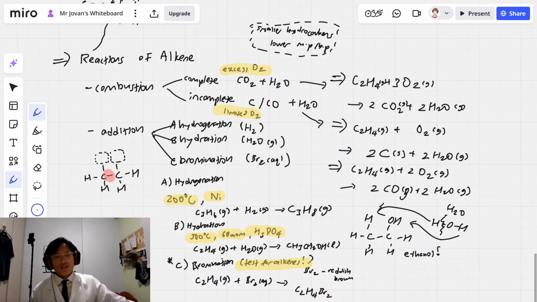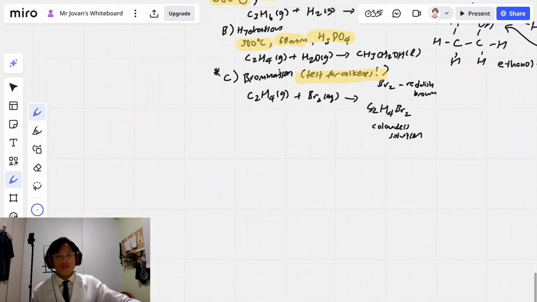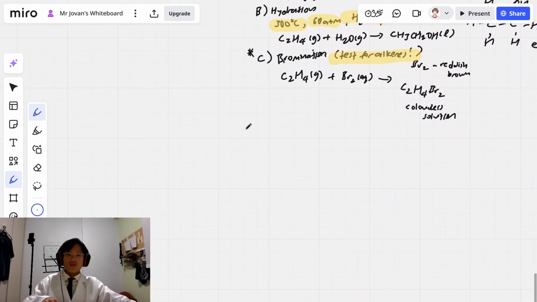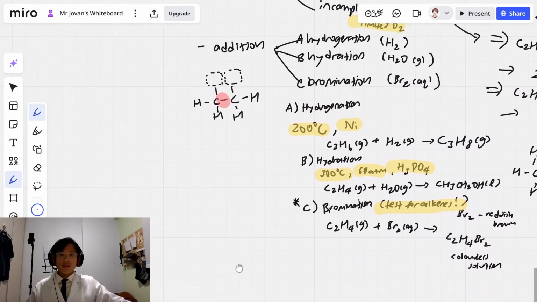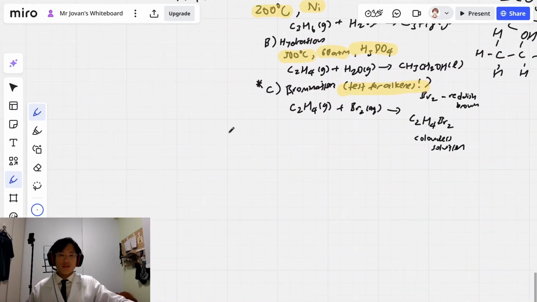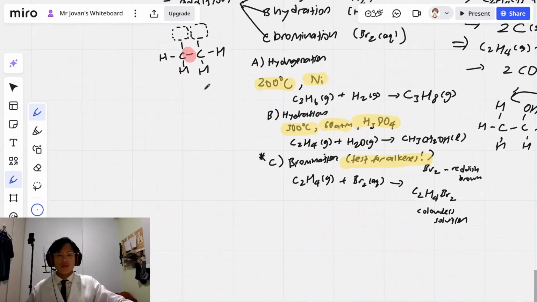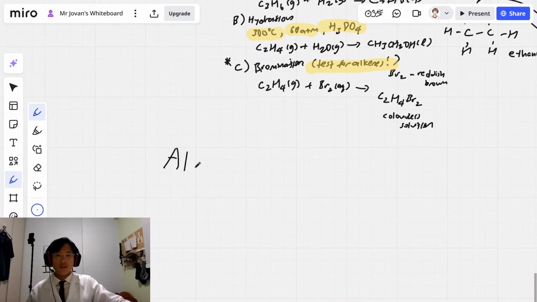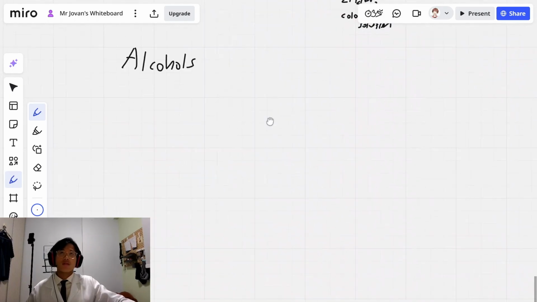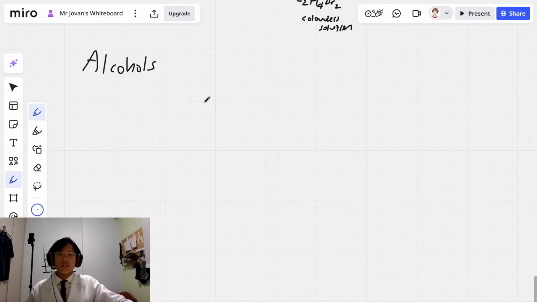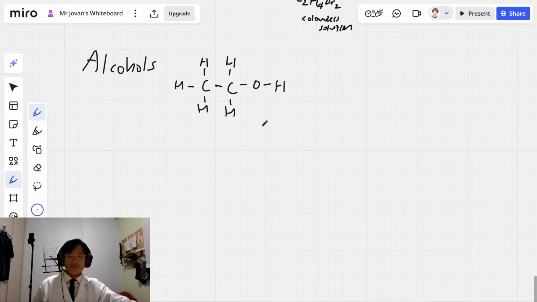Okay, let's continue. Now we can move on to alcohols. Let me see what format I used. Alcohols. What is an alcohol? What does an alcohol look like? I'm going to give you an example. This is an example of an alcohol.